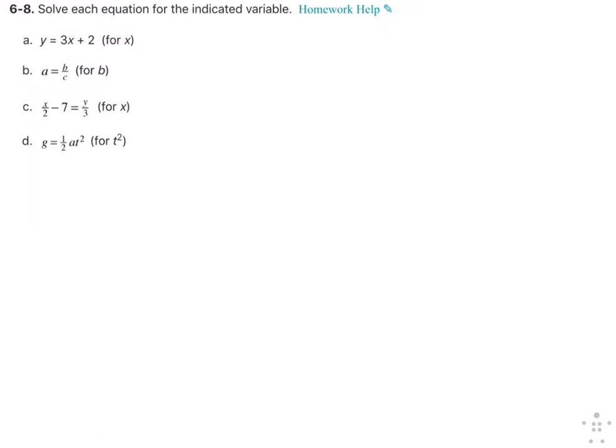Okay, 6-8 is a little spiraling for literal equations, right? So solve each equation for the indicated variable. That just means get the indicated variable all alone on one side.